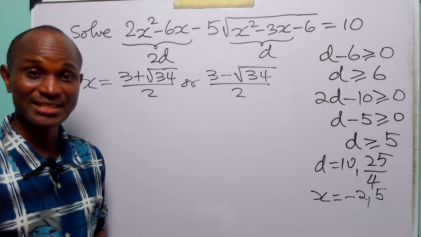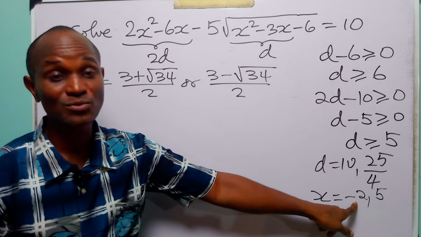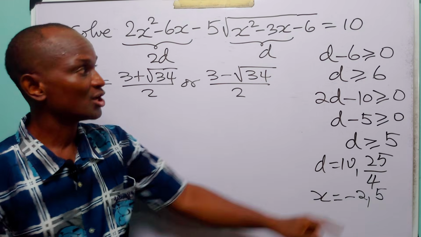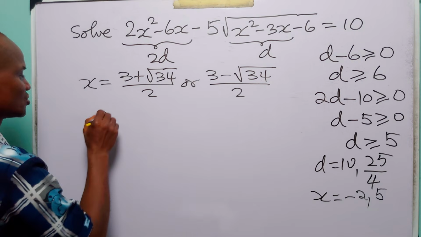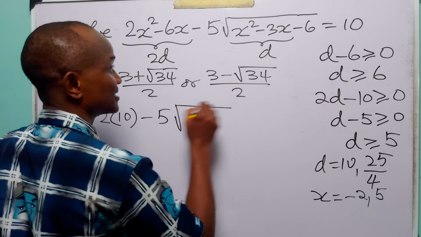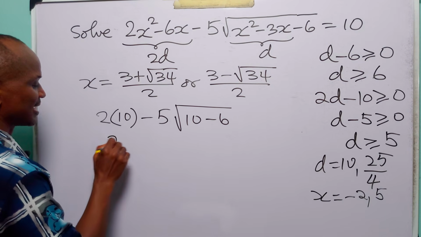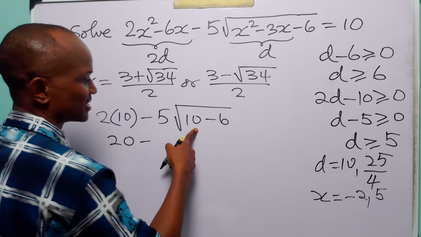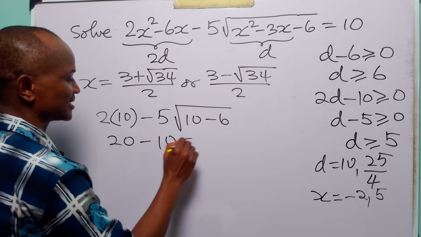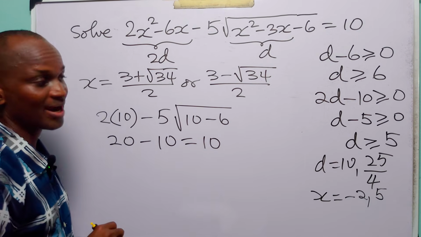Now, we don't really need to check these values, but for the fun of it, let us be sure. When x is equal to minus 2 or 5, then d is equal to 10. So in this equation, we have 2 times 10 minus 5 times the square root of 10 minus 6. Now, 2 times 10, of course, is 20. 10 minus 6 is 4. The square root of 4 is 2. 2 times 5 is 10. 20 minus 10 is 10, which is exactly what we have on the right-hand side.